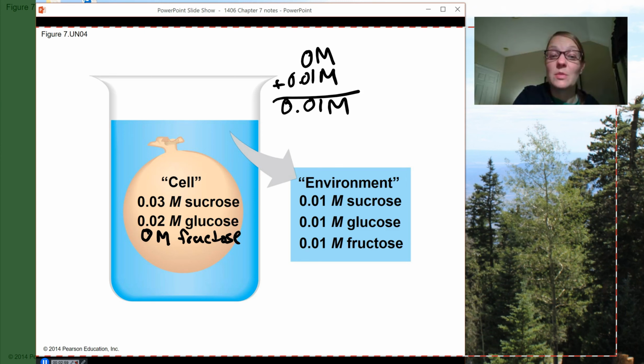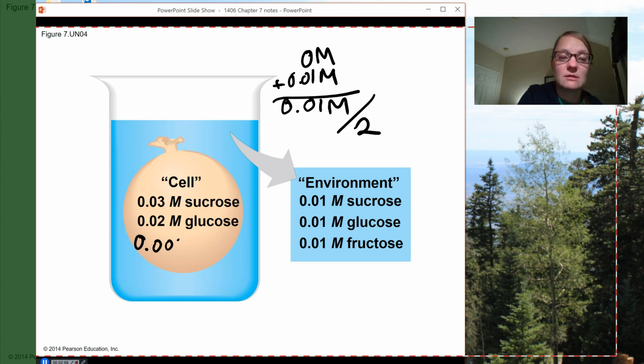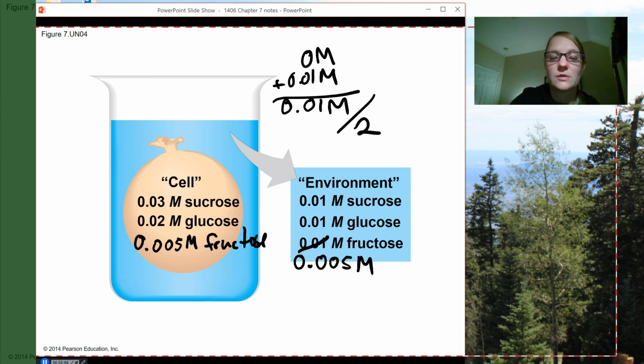If we divide that by 2, to split the amount that we have between the two solutions inside the cell and outside the cell, we would then end up with 0.005 molar fructose inside the cell, and the same 0.005 molar fructose on the outside. All right, so hopefully that will be helpful in determining the answers to some of the questions on your assignment.